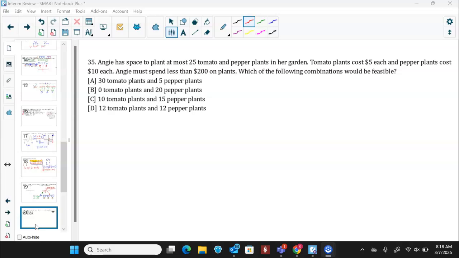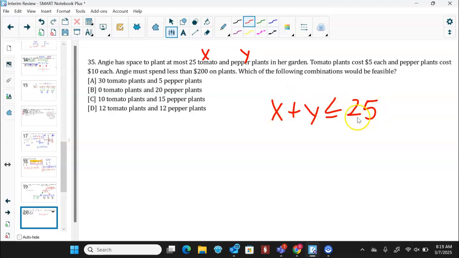All right, so what I did was I created 2 equations, 2 constraints. x stands for tomatoes and y stands for peppers. And then I created an equation, x plus y has to be less than or equal to 25, because it says that Angie has space to plant at most 25 tomatoes and peppers together, right? So if I do x for tomatoes and y for peppers, she can't have more than 25 of both.